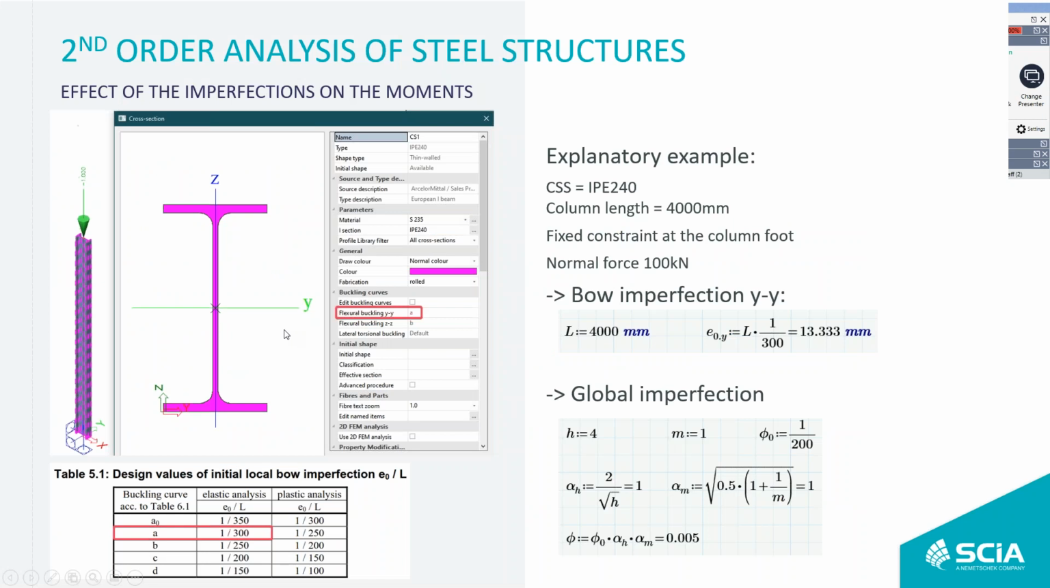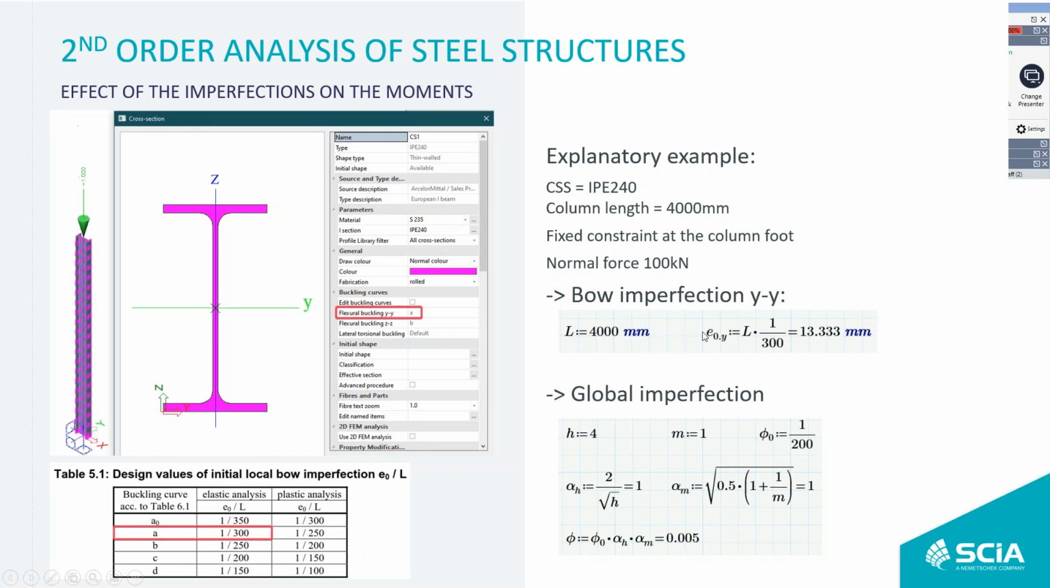So here is just an example of the effect of the imperfections on the moments. In this example, I have an IPE 240, a simple column with compression on it. It has a length of 4 meters. It's fixed at the foot of the column, and the compression is in this case 100 kilonewtons.